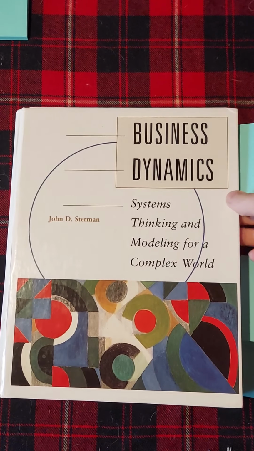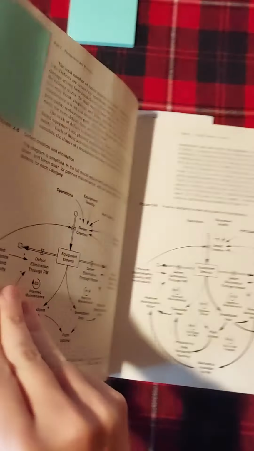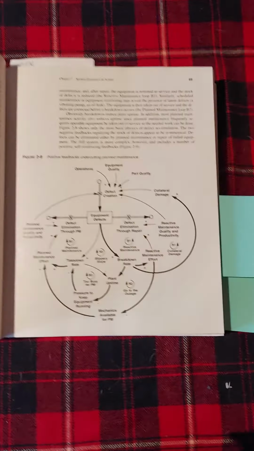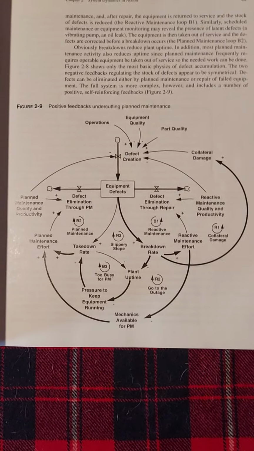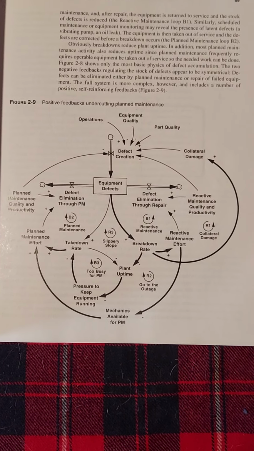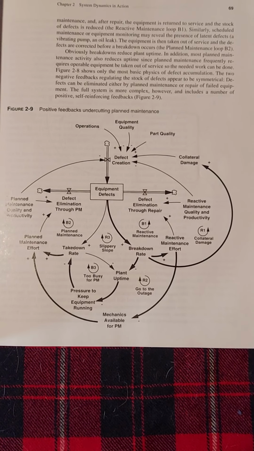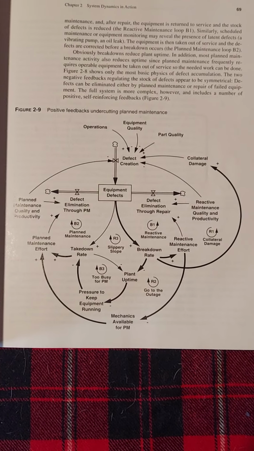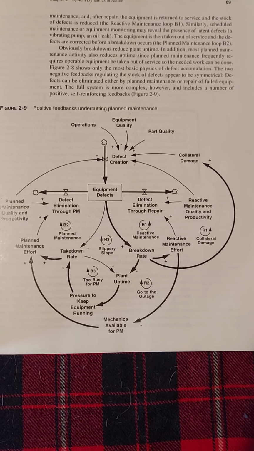So systems dynamics modeling is a way of modeling complex systems using stocks and flows. This is one example of a systems dynamics model from the book. It's about a power plant and the maintenance of the equipment in the power plant. I thought this was a really good example of what a systems dynamics model can do.